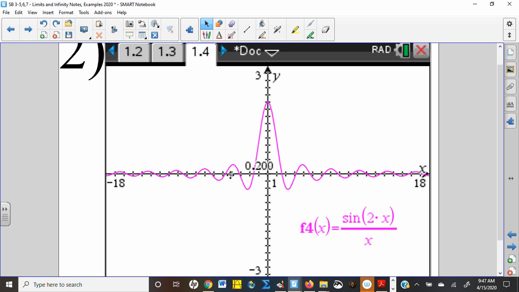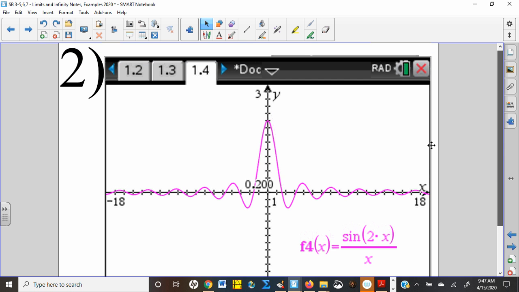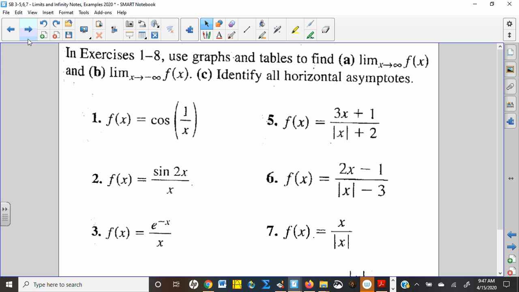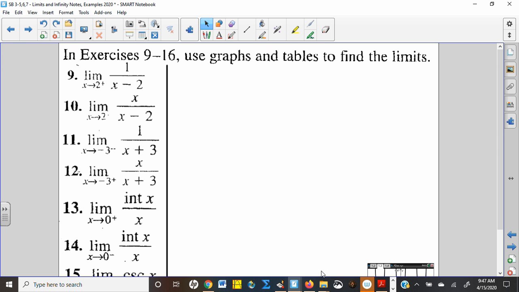Oh yeah, as I go back, I get a 0, and as I go to the right towards positive infinity, I get a 0. We actually talked about oscillating functions like that dampen a little bit yesterday. But let's jump to the next section, 9 through 16.